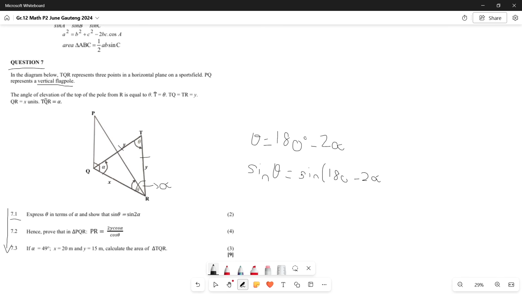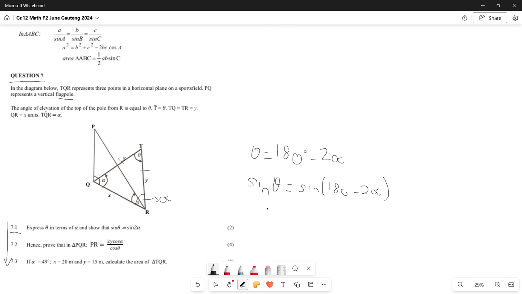So we have sine theta equals sine of 180 degrees minus 2 alpha, which means that all we have to do here is our working of sine theta equals sine of 180 degrees minus 2 alpha, which can place us in our sine quadrant or our all quadrant, but either way it is positive. So therefore sine theta equals sine 2 alpha.